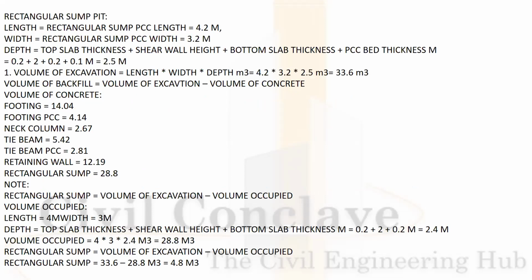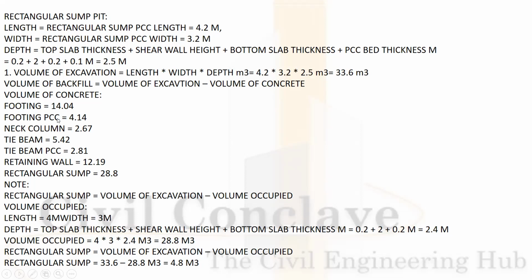Rectangular sump pit. Rectangular sump PCC length is 4.2 meter, width is 3.2 meter. Depth is equal to top slab thickness plus shear wall height plus bottom slab thickness plus PCC bed thickness, that is 0.2 plus 2 plus 0.2 plus 0.1, which will be 2.5 meter. Volume of excavation will be length into width into depth, that is 4.2 into 3.2 into 2.5, which will be 33.6 cubic meter.